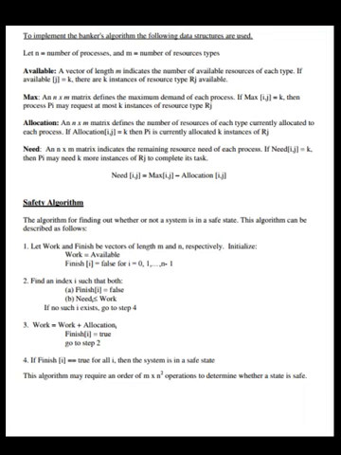If no such i exists, go to step 4. Step 3: Work equals Work plus Allocation[i], Finish[i] equals true, go to step 2. Step 4: if Finish[i] equals true for all i, then the system is in a safe state. This algorithm may require an order of m times n-square operations to determine whether a state is safe.